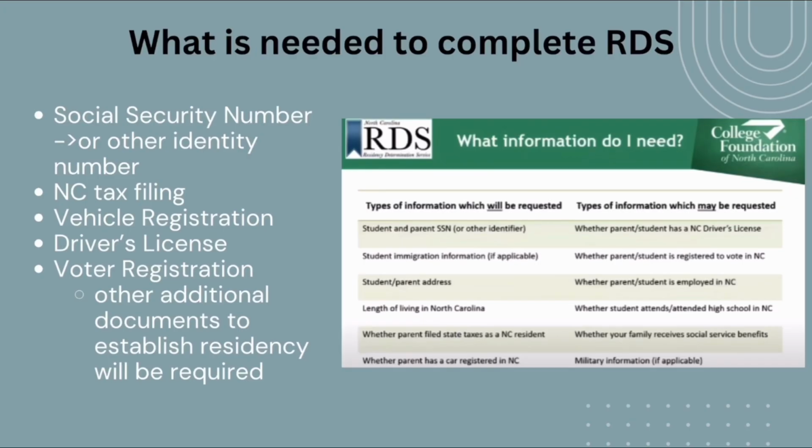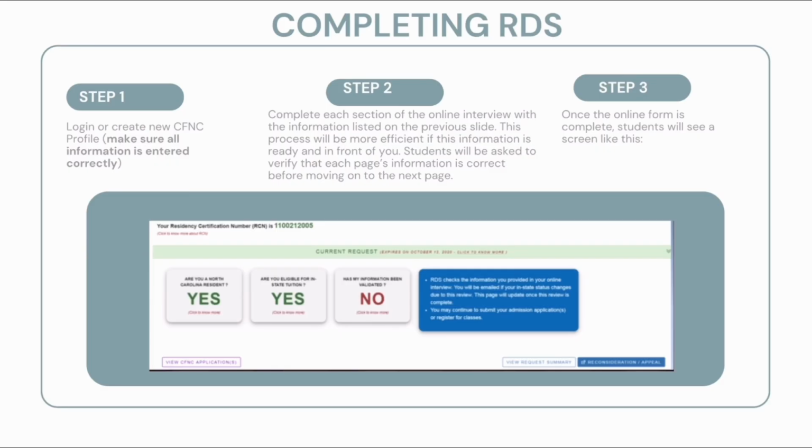So what would you need to complete this process? They will ask for your social security number or other identification numbers such as ITIN. They will ask for your NC tax filings, vehicle registration, driver's license, voting registration, and other additional documents to establish residency. So here are some steps to complete this process.